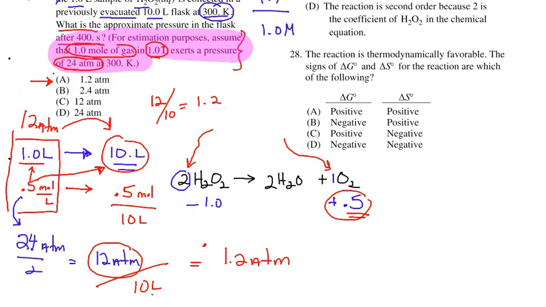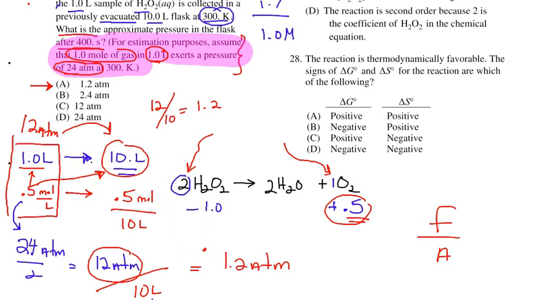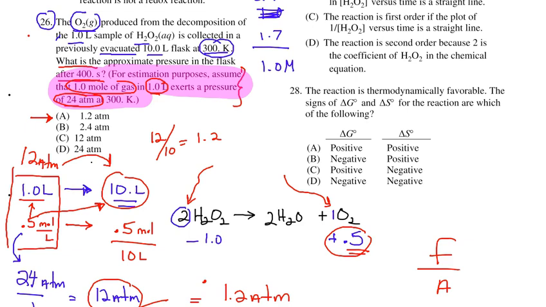A tough little problem there, that needed you to see the stoichiometric relationship and make some estimations, understanding that when I made the volume 10 times bigger, the pressure was going to drop 10 times. Has to. Pressure is a force over area. If I make the volume bigger, the area is getting bigger, so the force or the pressure has to drop. So number 26 is A. Little tough problem there.